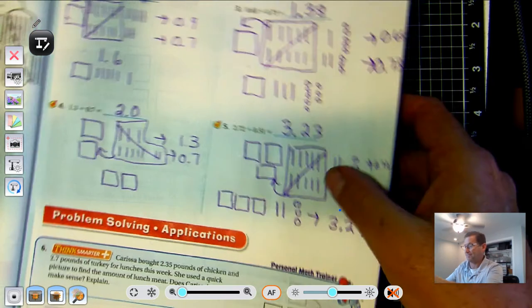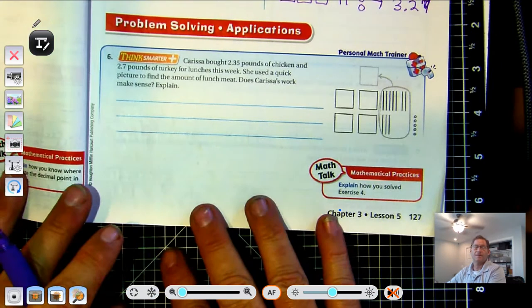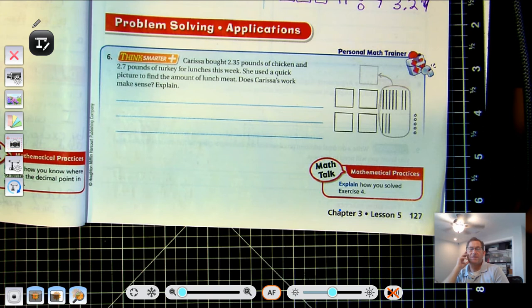Okay, number 6. Carissa bought 2 and 35 hundredths pounds of chicken and 2 and 7 tenths pounds of turkey for lunches this week. She used a quick picture to find the amount of lunch meat. Does Carissa's work make sense? And explain.